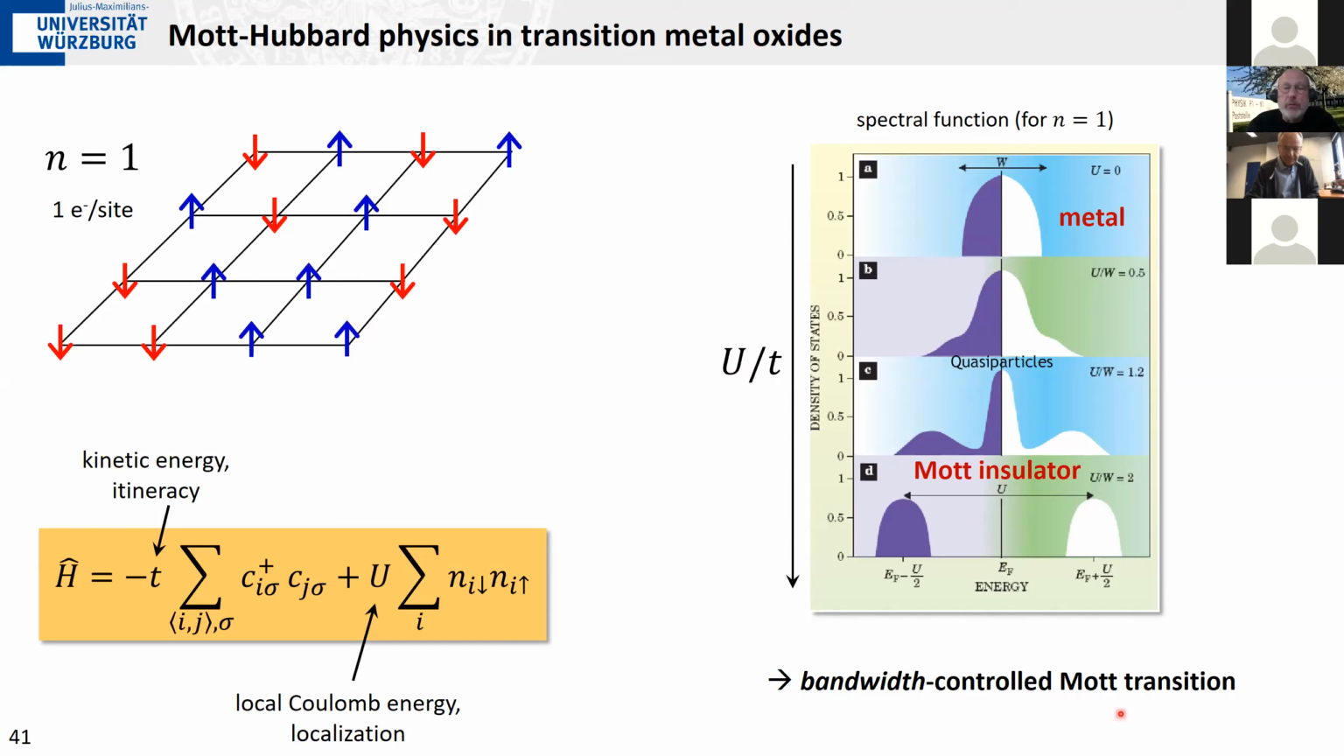Let's call it the bandwidth controlled Mott transition. The stronger this local Coulomb energy is with respect to your hopping term or your bandwidth, the more you will reach this Mott insulating situation.